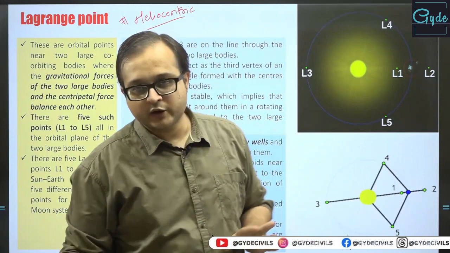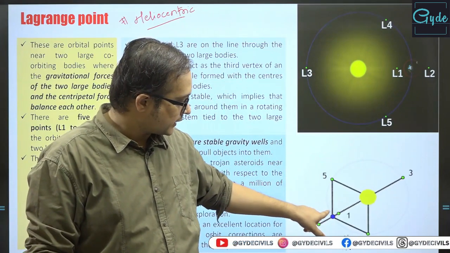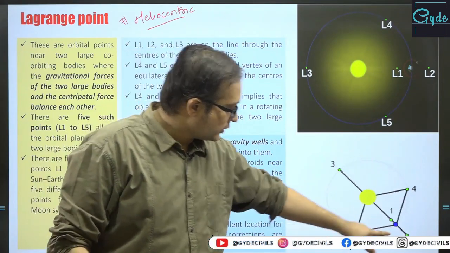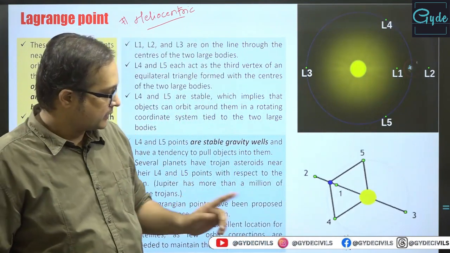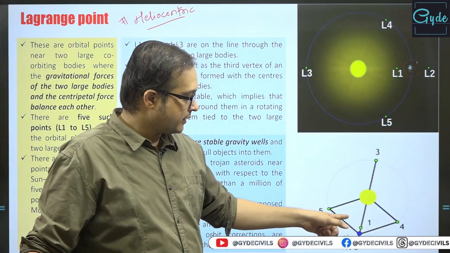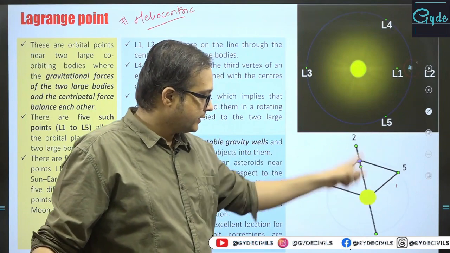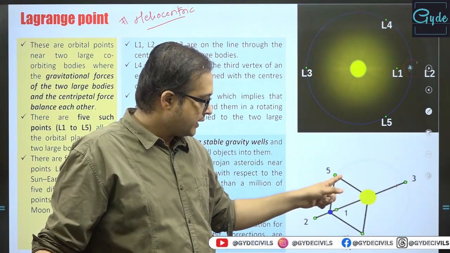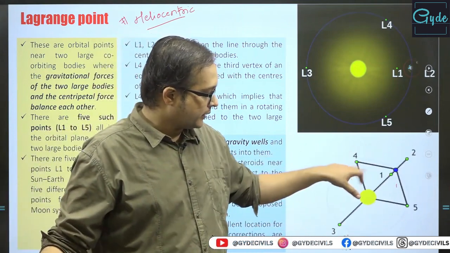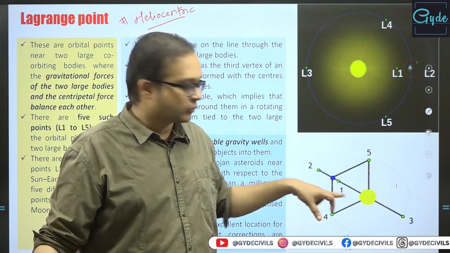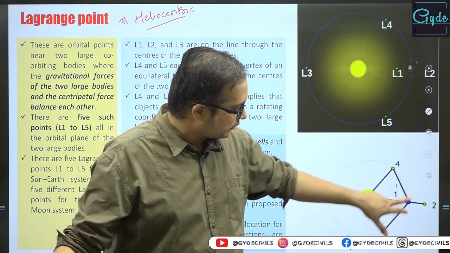There are 5 such points which are created. And if you look at this figure itself, there are 5 such points. This is Earth, this is Sun. 1, 2, 3, 4 and 5. Points 1 and 2: 1 remains between Sun and Earth, 2 remains further away from the Earth. 3 remains further away from the Sun. And 4 and 5 are at the vertices of the equilateral triangle which can be created from the Sun, right? So 4 and 5, in this way, remain revolving around the Sun.